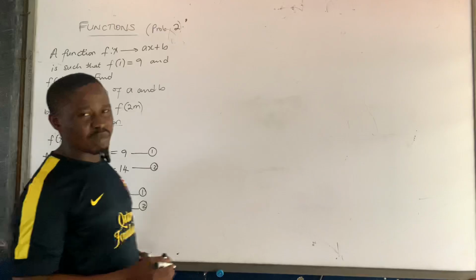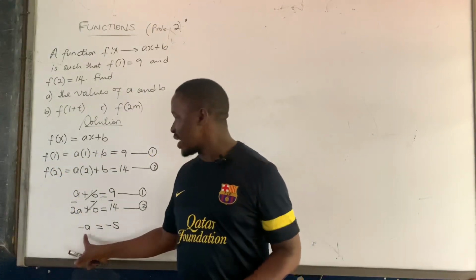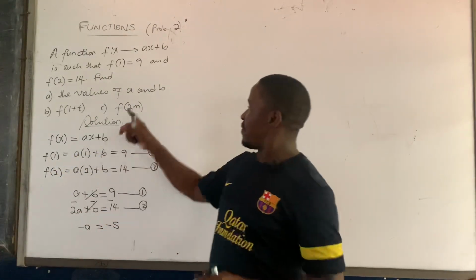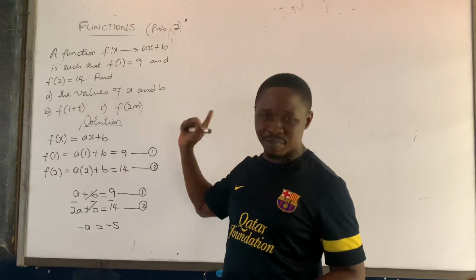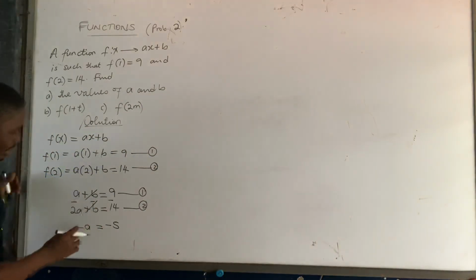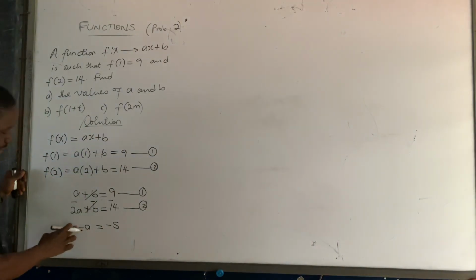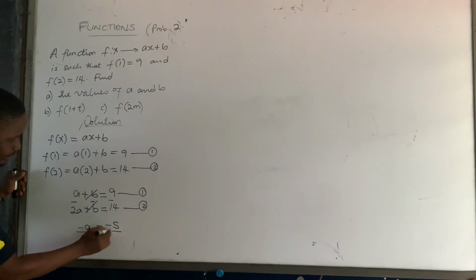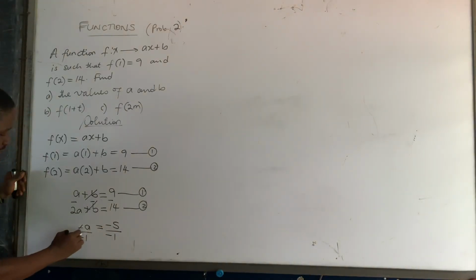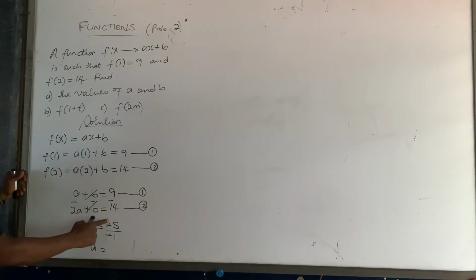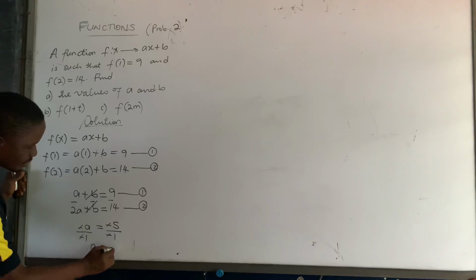We are not finding minus a. We are finding a. Remember, find the values of a and b. So the coefficient of a is minus 1, so we divide both sides by minus 1. Minus takes away minus. A divided by 1 is a. Minus takes away minus. 5 divided by 1 is 5.